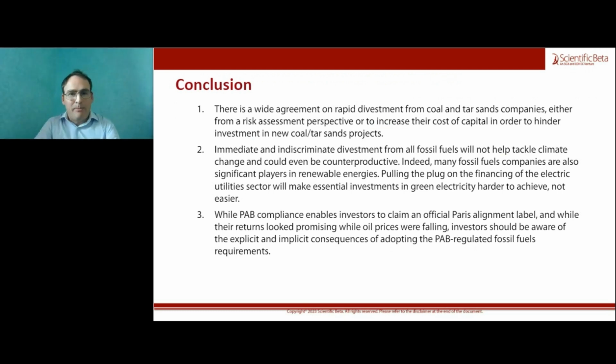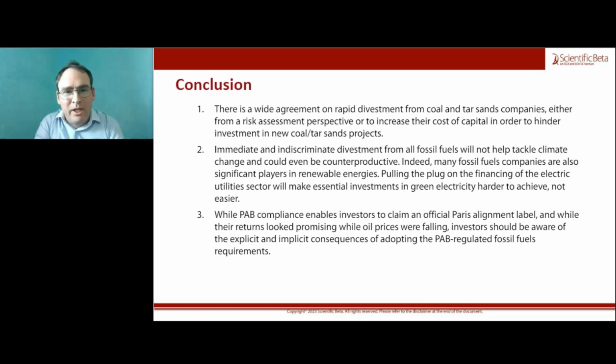So I'll skip the conclusion. Actually, we'll not skip it, I will just say it in a few words. We clearly believe that there are good reasons for divesting immediately from coal and tar sands, but we believe that you should be more discerning and more progressive when it comes to oil and gas exclusions, to do that more over time, because some of these companies are already significant investors in renewable energies and renewable electricity in particular.